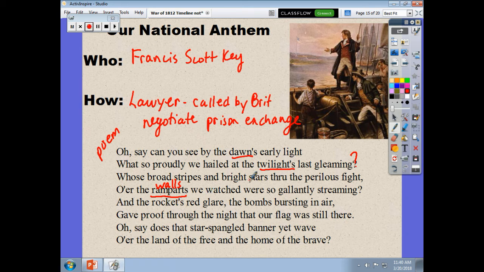And he's saying, is it still there? Because if the flag is still there, well, that's victory. If the flag is gone, that's defeat. He wants to know, is the flag still there? And in the morning, the flag is still there. The British have spent their 25 hours and 1,500 bombs, and they've accomplished much of nothing.